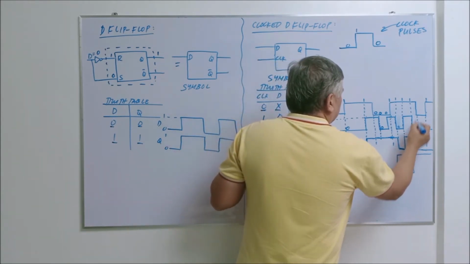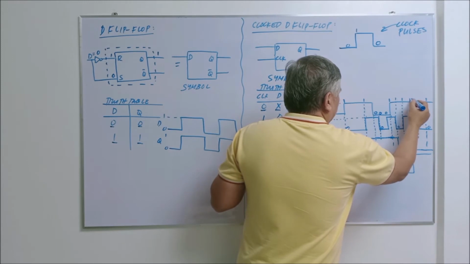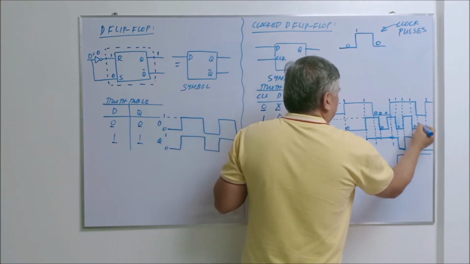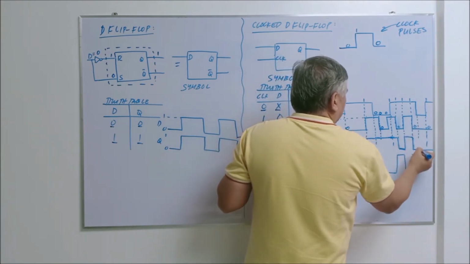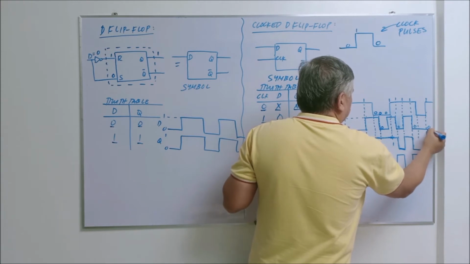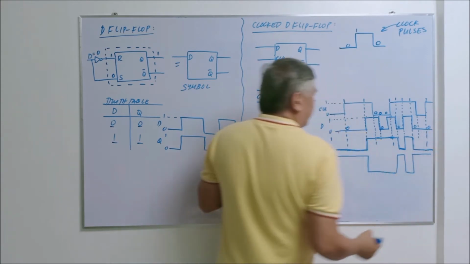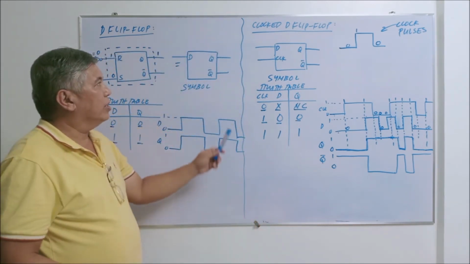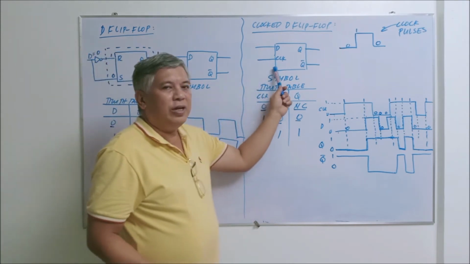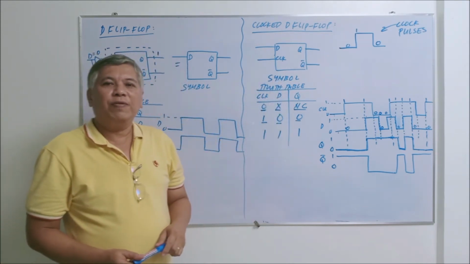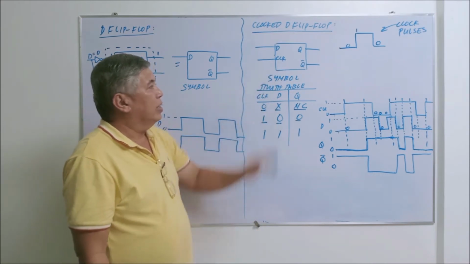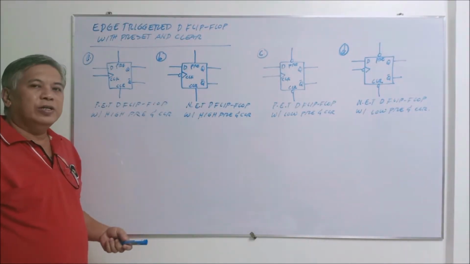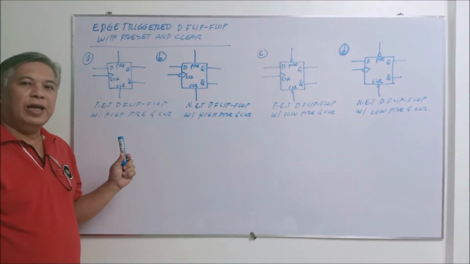And then, here, your clock is 1, your D is 0, it goes down to 0. Then, here, clock goes to 0, no change. Clock goes to 1, D is 0, so output remains 0. So that will be your timing diagram for the clocked D flip-flop. By the way, the clock here, we will be using the 555 timer for our experiment in representing the clock.